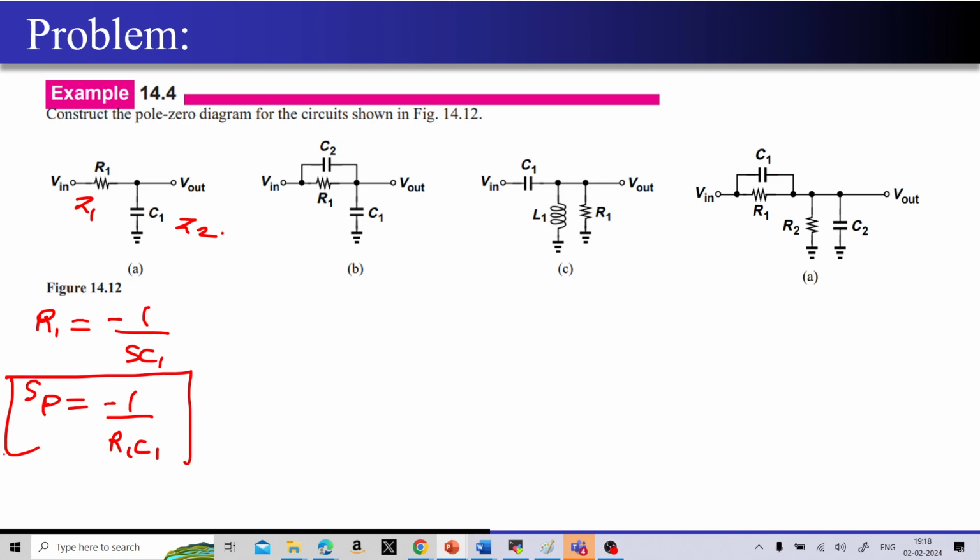Correct? Now, does there exist any zero in this particular circuit? Let's try to check it. When can the output become zero? So first of all, I will try to enforce this to be equal to zero. When can 1 upon SC1 become equal to zero?